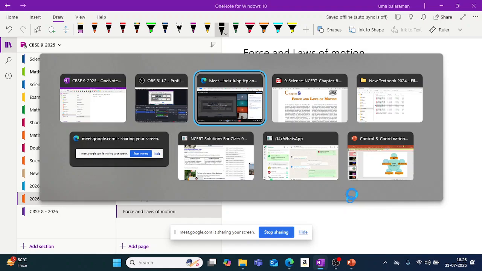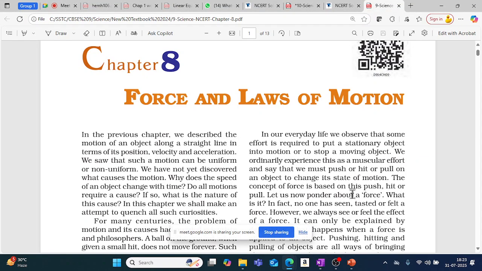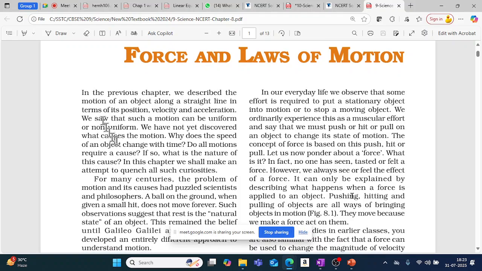Let us look at what is in this lesson. This lesson is a little bit easier than the first lesson, I would say. So we studied about motion in one dimension, the motion of an object along a straight line in terms of its position, velocity, acceleration. The object is not moving left and right. It's moving in one direction only.